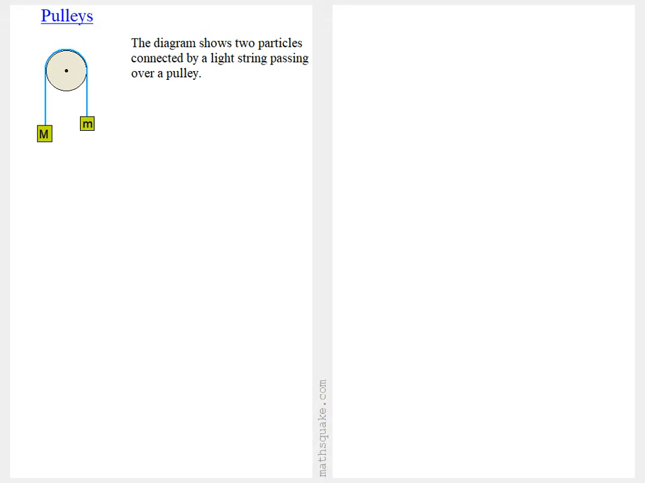Now the diagram shows two particles connected by a light string passing over a pulley. In the diagram, we can draw in the forces acting on each body. Well, first of all, we've got gravity, and in each case, the force of gravity is equal to the mass of the body times g, which is 9.8.